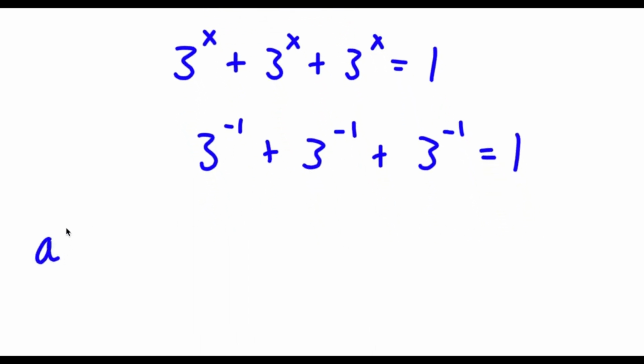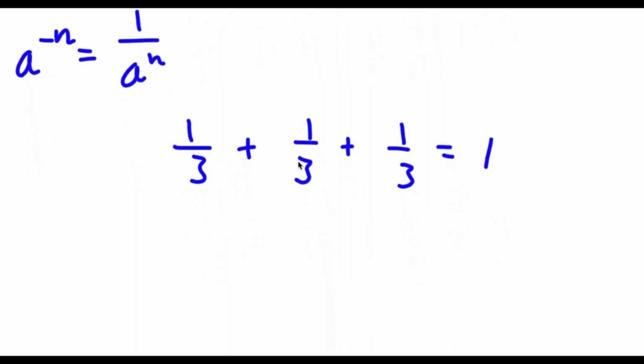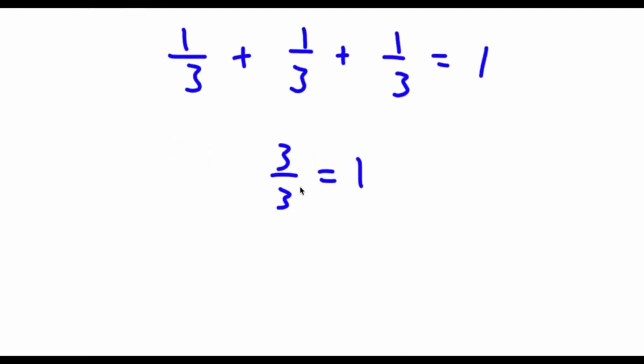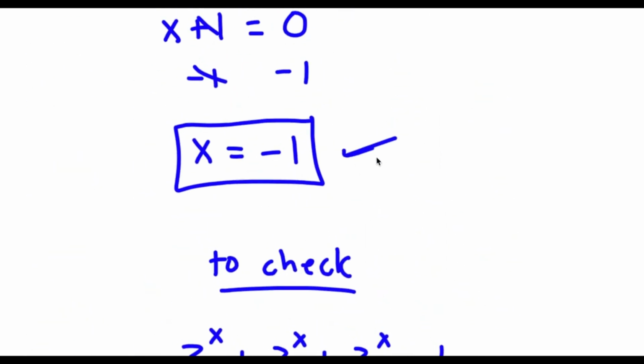Now if I have something in the form a to the power of negative n, this is the same thing as 1 over a to the power of n. So 3 to the power of negative 1 is going to equal 1 over 3 plus 1 over 3 plus 1 over 3, which is equal to 1. Now 1 over 3 plus 1 over 3 plus 1 over 3 is equal to 3 over 3, which is equal to 1. 3 divided by 3 is 1. So I have 1 over 1, 1 equals 1, which is right, so my solution is right.